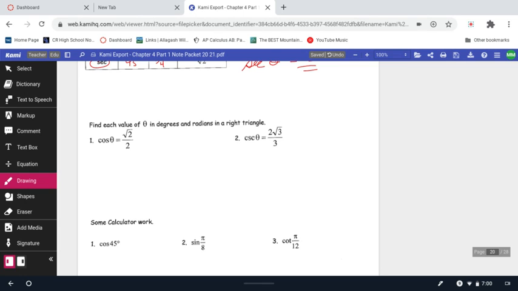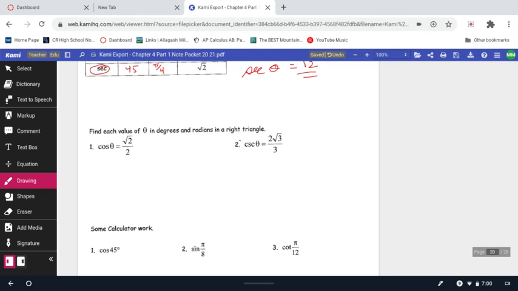All right, so this is kind of the same thing. I'm not going to do both of these, I'll just do number 2. Find the value of theta in degrees and radians for the right triangle. So this is basically saying the cosecant of some angle is 2 root 3 over 3.